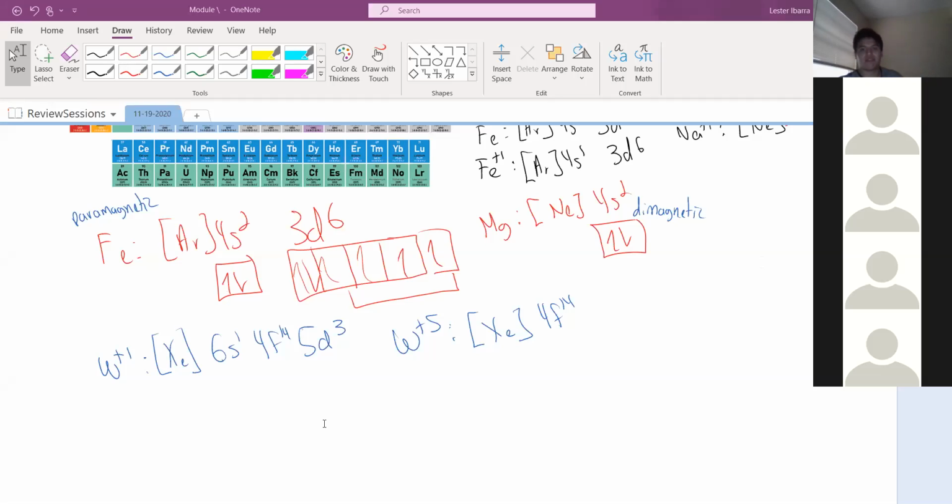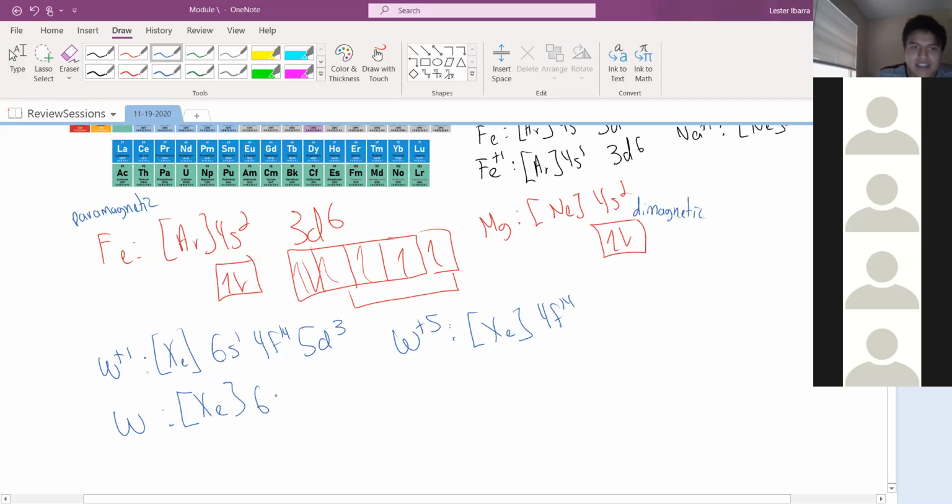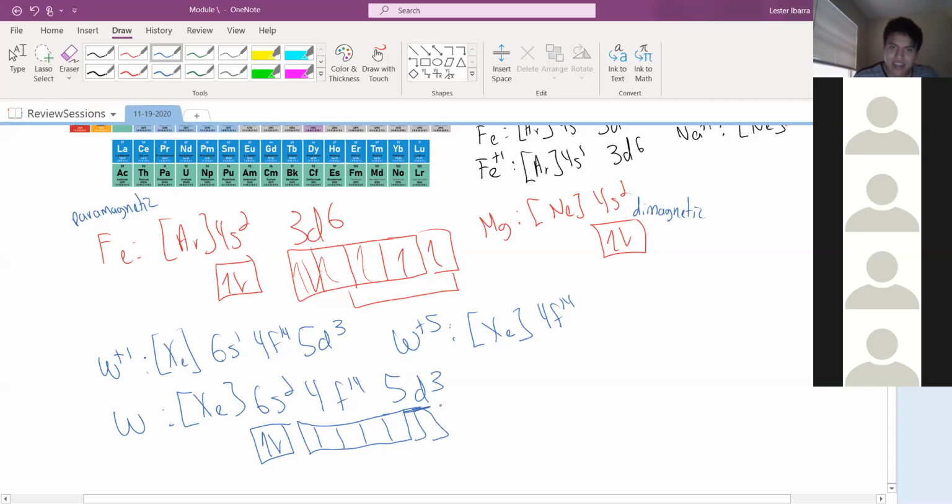How would you do the box diagram for tungsten? For the box diagram for tungsten, if we do regular tungsten, it would be xenon, 6s2, 4f14, 5d3. So then it would be 2 here. How many boxes, aka how many orbitals, does F have? 7. 7, right? So 1, 2, 3, 4, 5, 6, 7.